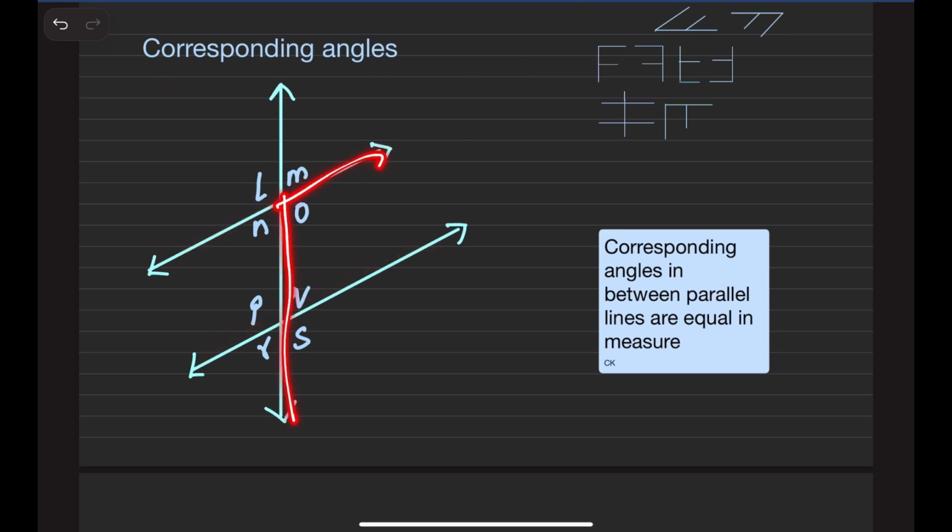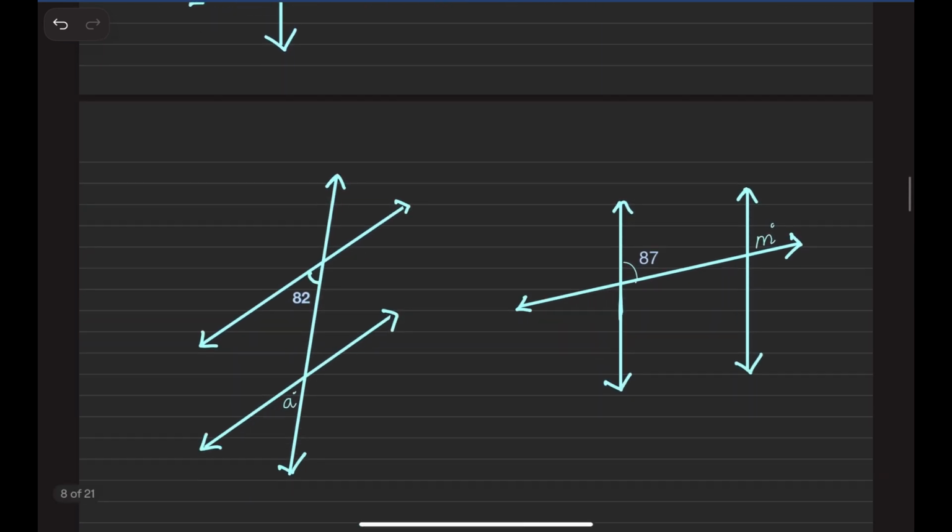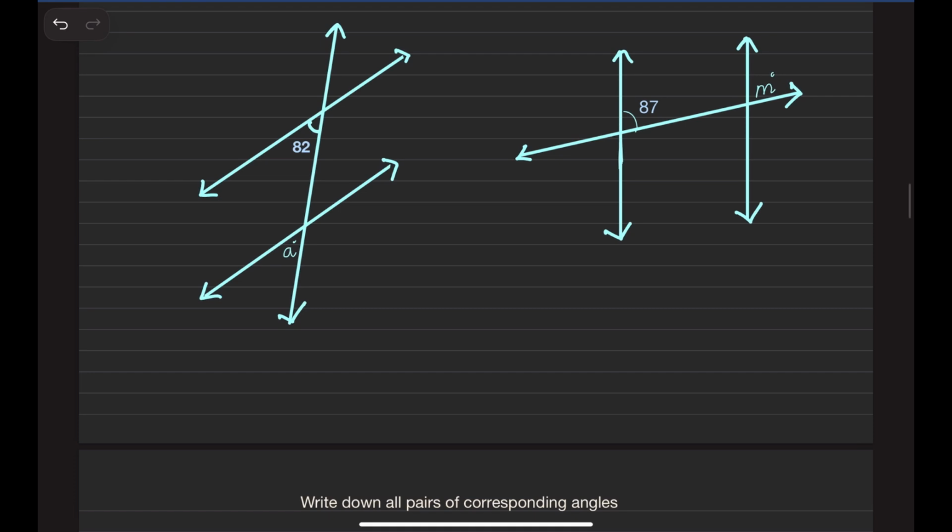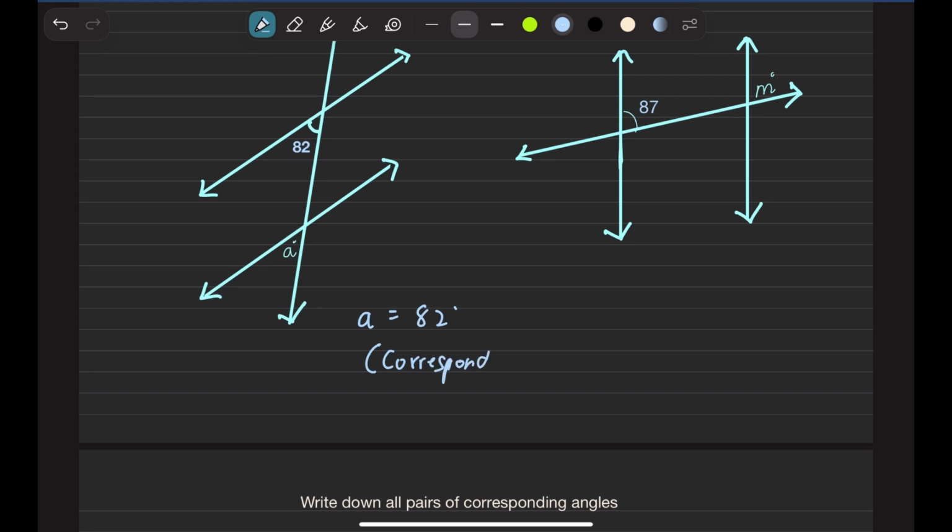Okay, corresponding angles. Let us look at F quickly. O and S. Then there is another F. N and R. Then there is this, V and M. And then P and L. These are all pairs of corresponding angles in this diagram. Okay, now we have to find the unknown angles again over here using corresponding angles. A is equal to 82 degrees. Why? Because they are corresponding angles and corresponding angles are equal.